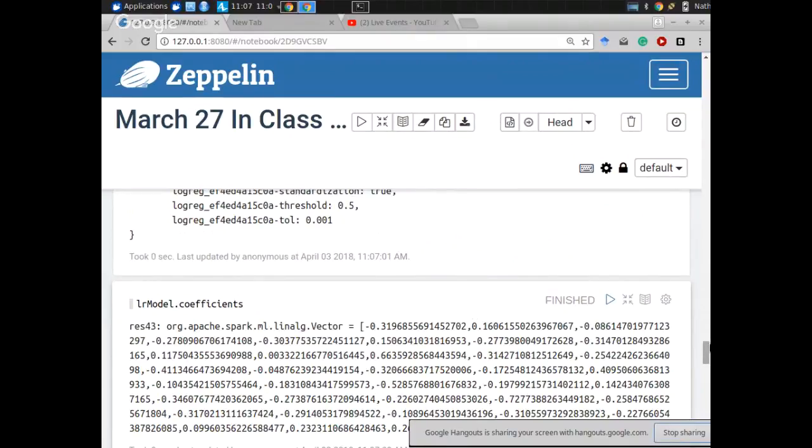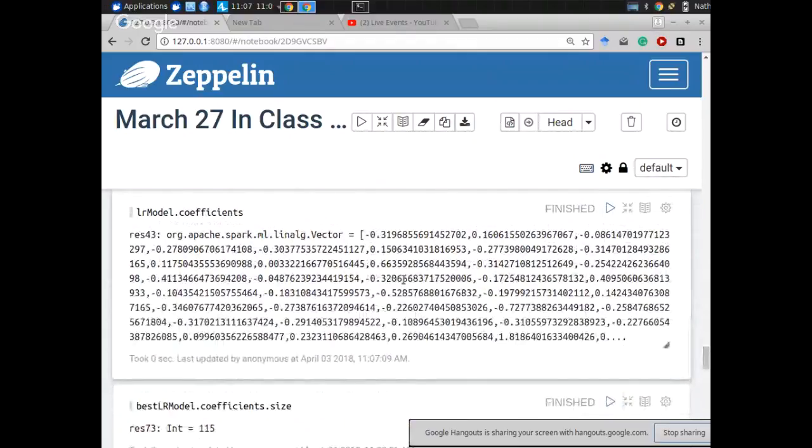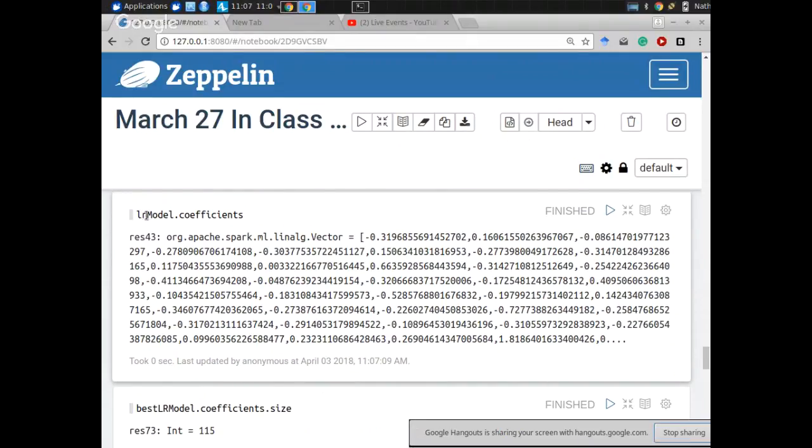Okay, we looked at its coefficients. Those coefficients, where did these come from? We talked about it last time. Where did those come from? From the model, and specifically from the logistic regression model. So those correspond to the beta coefficients in logistic regression, and they basically specify how associated with a positive outcome different features are. What does each of these correspond to? A different word.